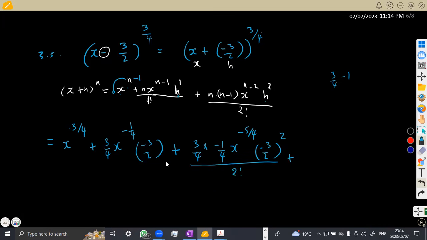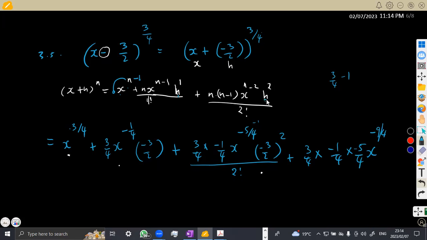Okay, we move on to the other part. Remember, we said up to 4 terms. So this is the first term, the second term, third term. So let's take the fourth term. We do the same here. We drop the exponent: 3 over 4 times negative 1 over 4, then we drop the exponent of negative 5 over 4. The moment you drop this exponent, you are subtracting 1. So negative 5 over 4 minus 1, that's negative 9 over 4 from your calculator.